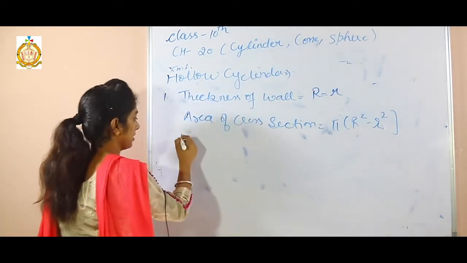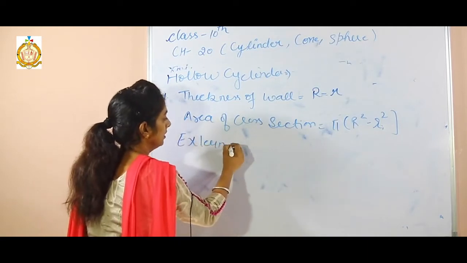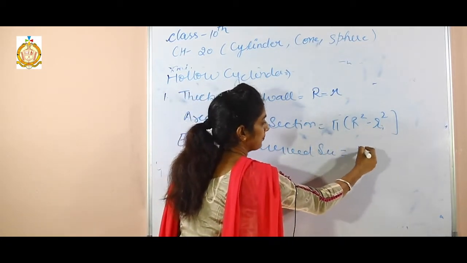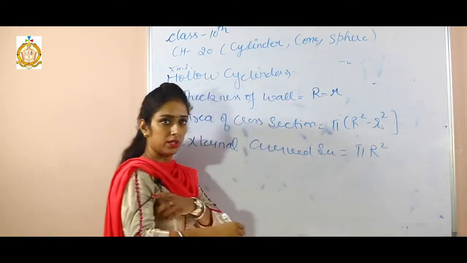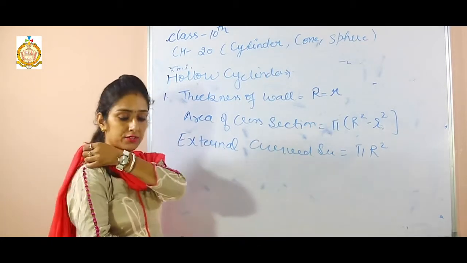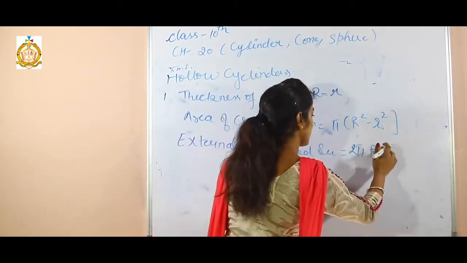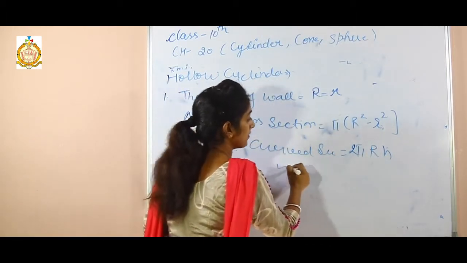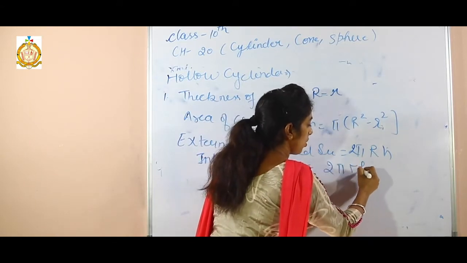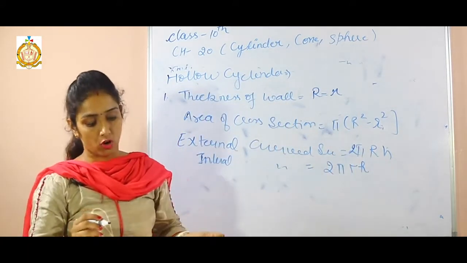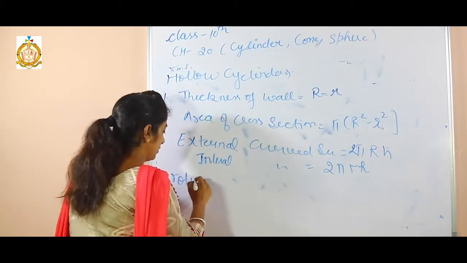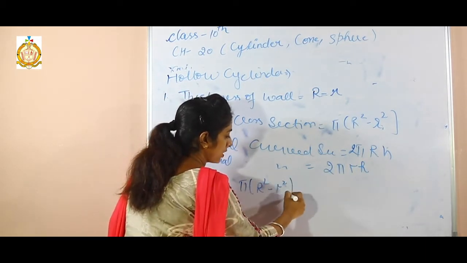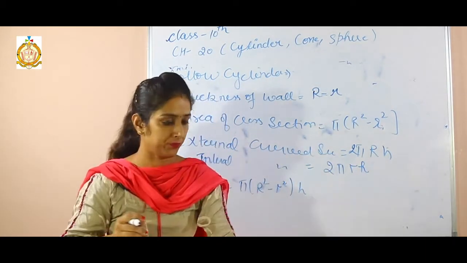External curved surface area, that is 2 pi R h. Similarly, internal curved surface area, that is 2 pi small r into h. Volume is pi (R square minus small r square) into h.